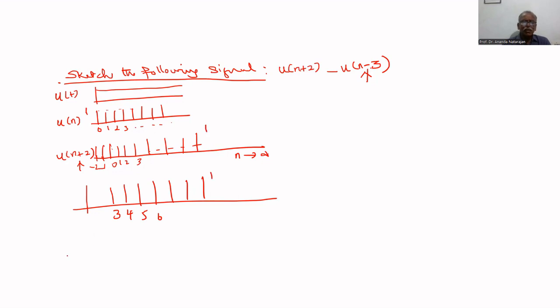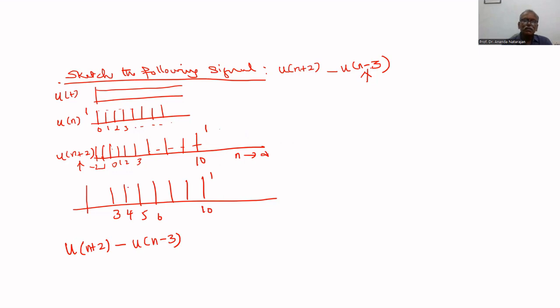So if you subtract U of n-3 from U of n+2, what will happen? If they are equal, they are getting cancelled. Because if you subtract, this is 1, this is 1. Let us assume this is 10, this is 10. This is also 1, this is also 1, getting cancelled. 11, this is 1, this is 1, getting cancelled. Up to infinity, it is getting cancelled.